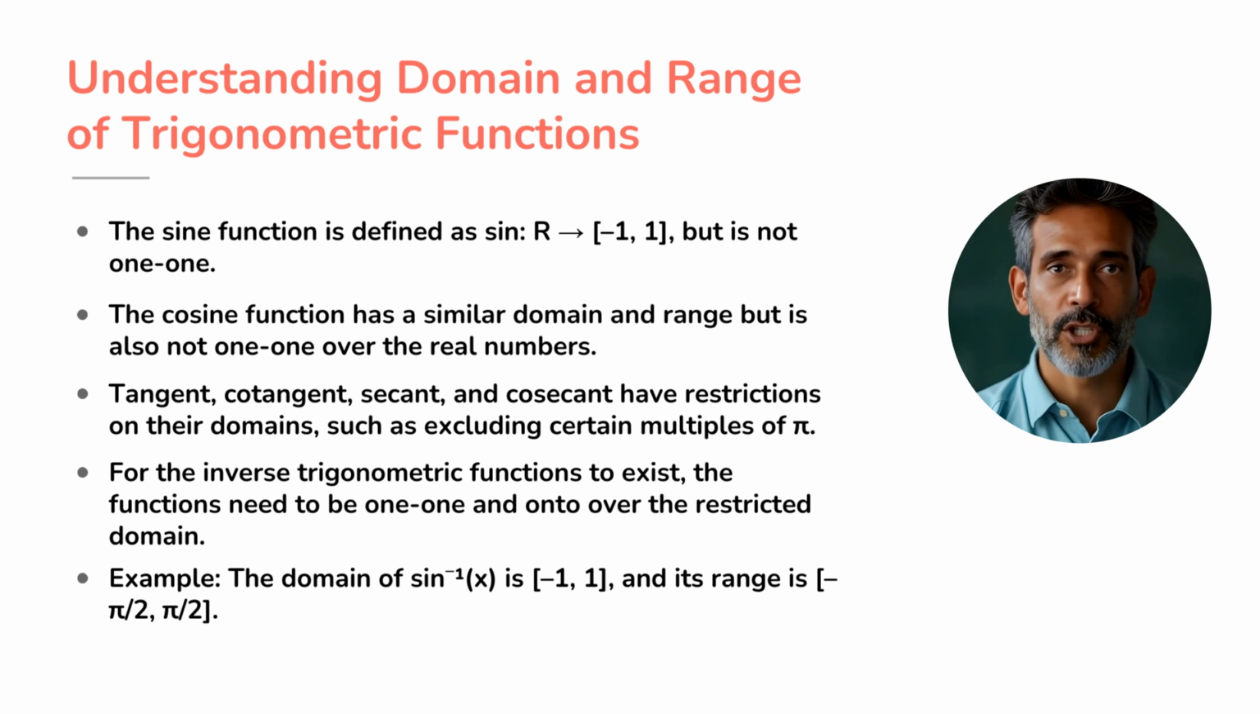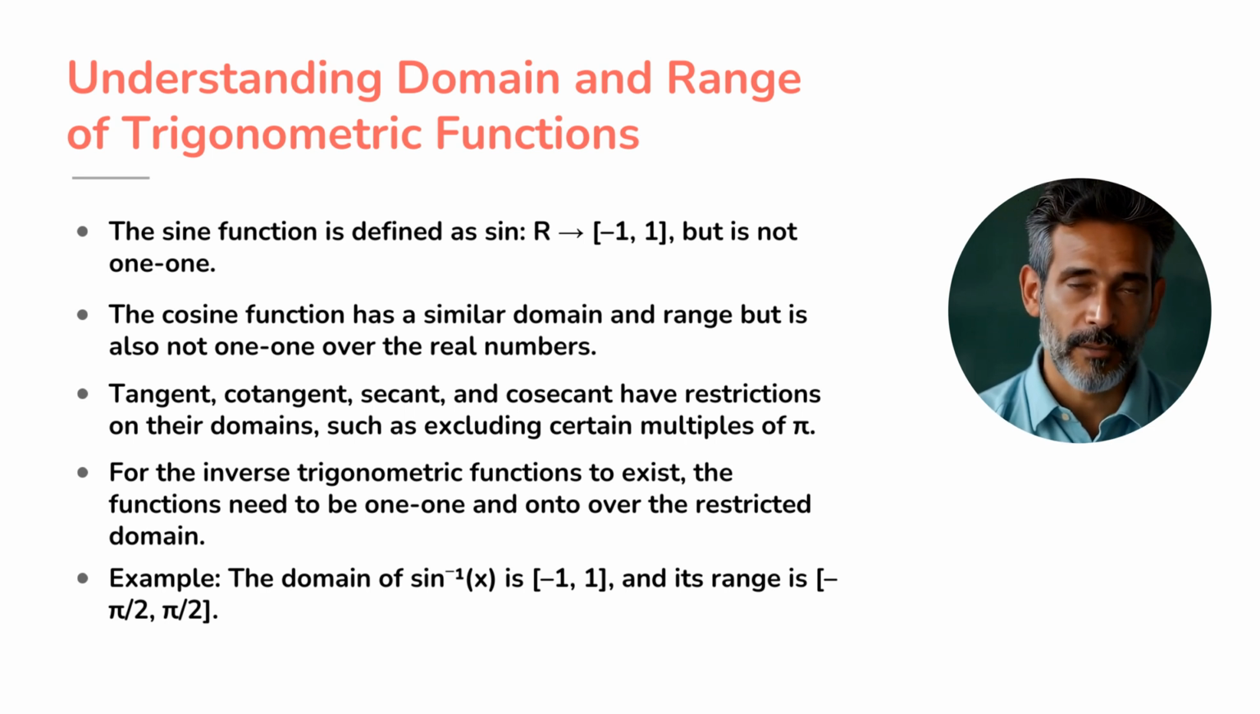But here's the catch: sine, cosine, and other trigonometric functions aren't one-to-one over all real numbers. That means if we don't restrict their domains, they can't have a unique inverse. So, we have to restrict the domains of these functions so they become one-to-one. For example, the sine function's domain can be restricted to the interval from -pi over 2 to pi over 2 to make it one-to-one. This gives us a valid inverse function.